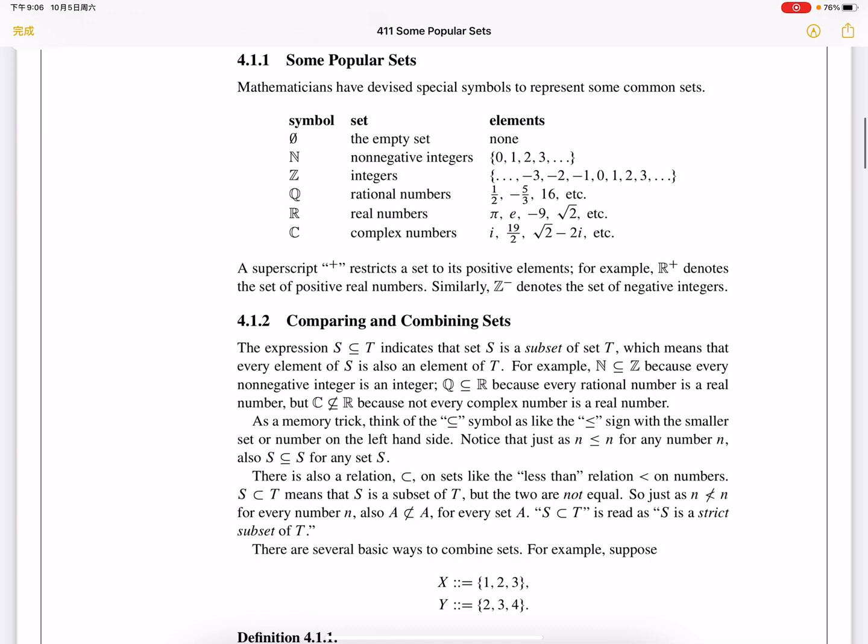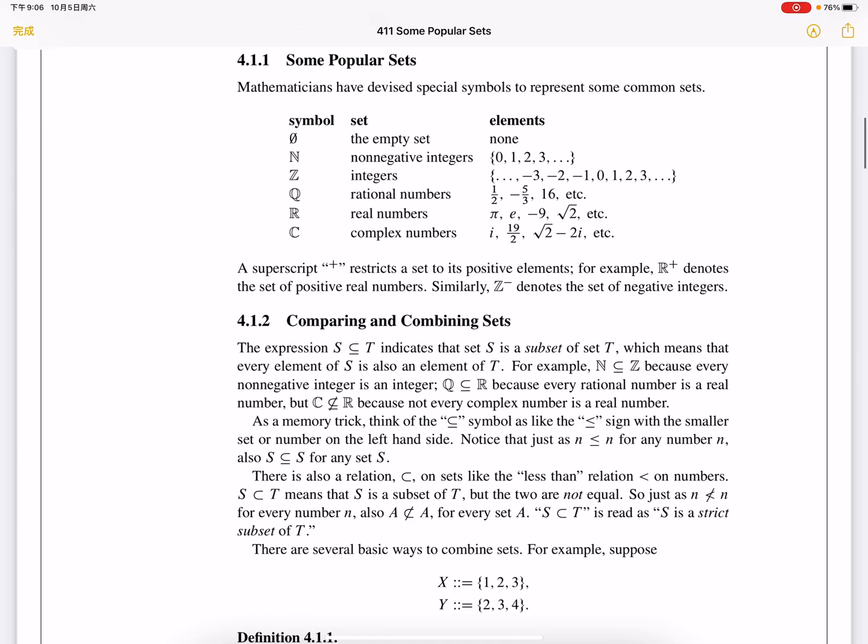Okay, so the first one, as you may think, means the empty set. So when you see this symbol with a zero or something, it means that there's no element in this set. So we call it the empty set. The second one, the N here, means the non-negative integers, or sometimes we say natural numbers, right? And the third one, the Z, stands for integers. If it is integers, it includes negative, zero, and positive integers.